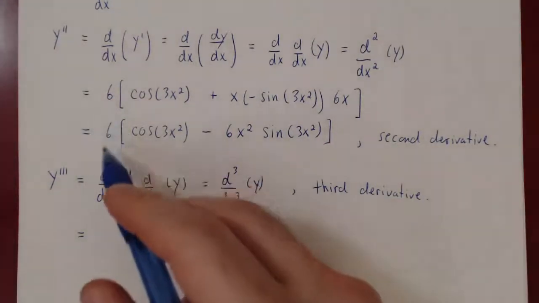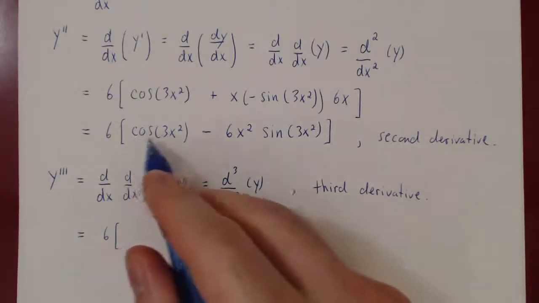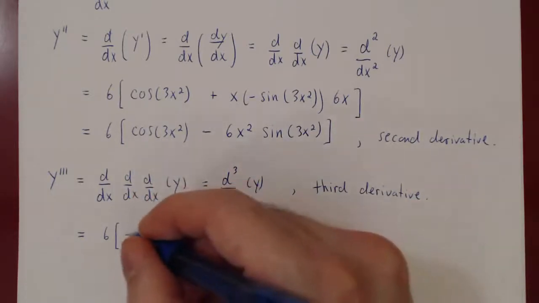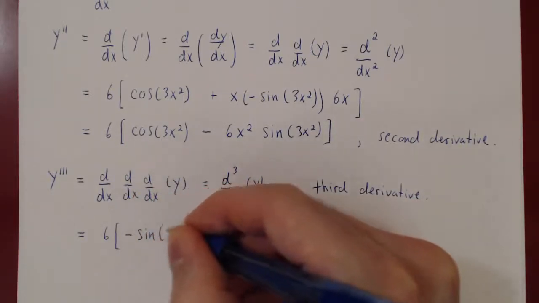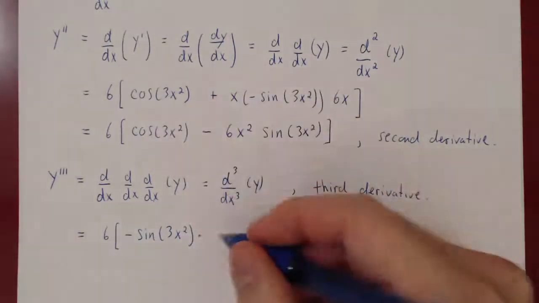Let's see, 6 is a constant multiple, so it will just stay there, times the derivative of this. Derivative of cos of 3x squared will be negative sine of 3x squared times chain rule 6x.